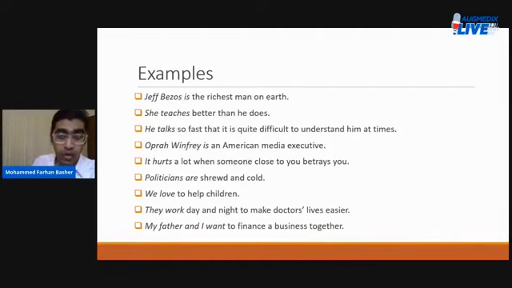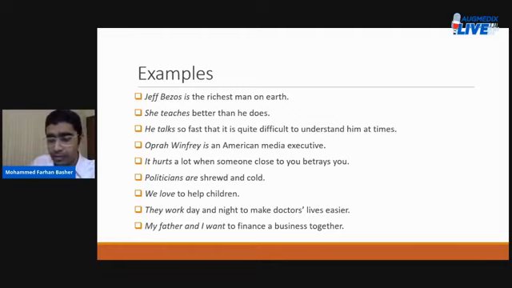They work. They, another plural pronoun. Therefore, the verb work is in its plural form. They work day and night to make doctors' lives easier. My father and I, here, of course, you have a compound subject because you have two people taking an action, right? Two subjects, a compound subject. So my father and I. Therefore, the verb that follows must be in its plural form as well because we have a plural compound subject. My father and I want to finance a business together, right?